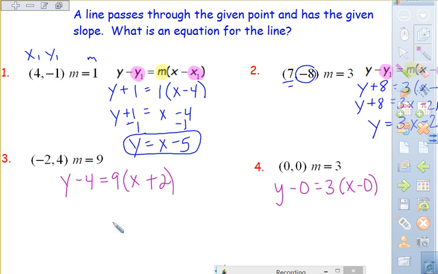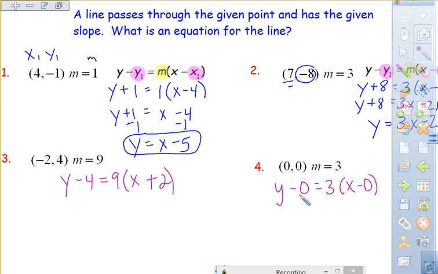So here are my answers. Number 3, y minus 4 equals 9 times the quantity x plus 2. So just looking at this, I can tell my slope is 9, and my point would be negative 2, 4. And I could graph that.